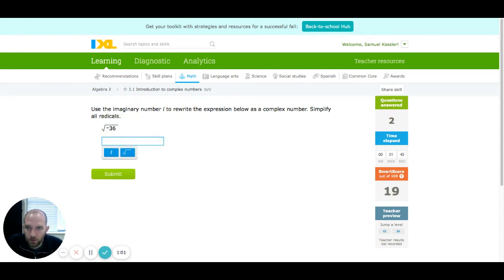For this next one, we've got the square root of -36. The square root of 36 is just 6, and again, the negative under the radical makes it imaginary. So that would be 6i.